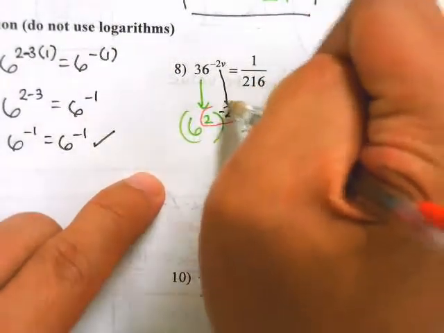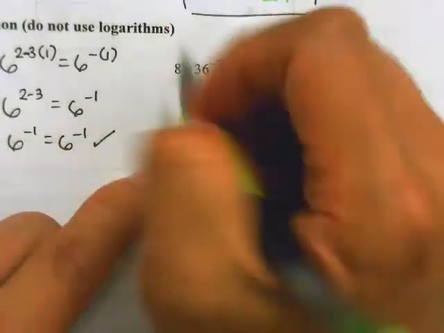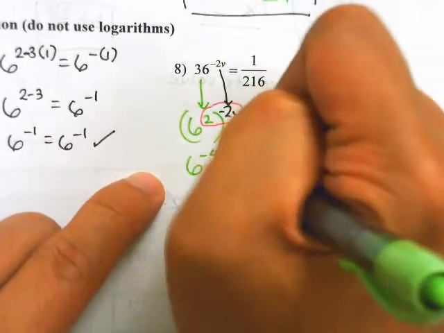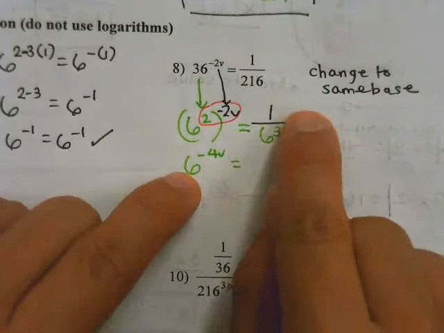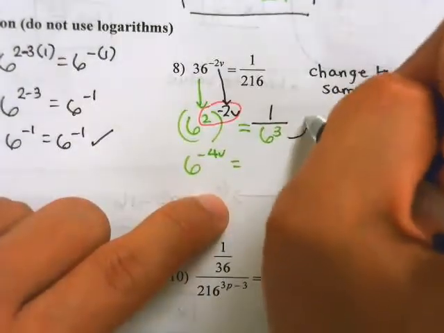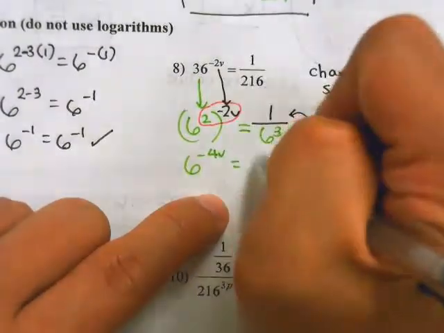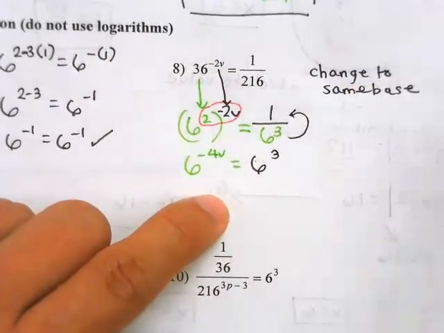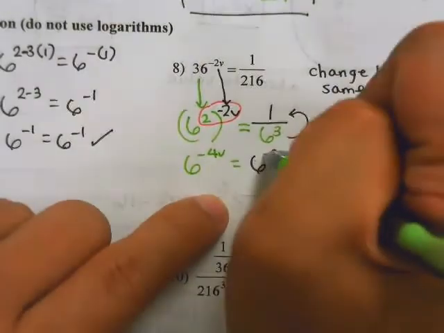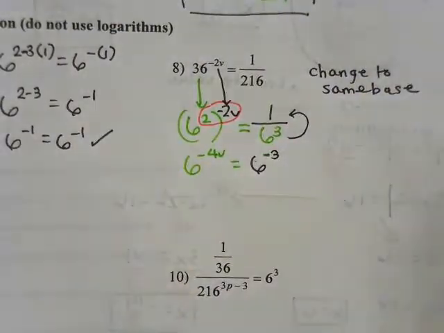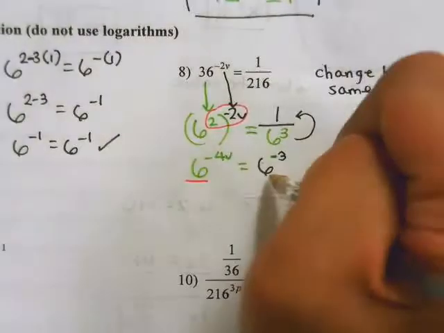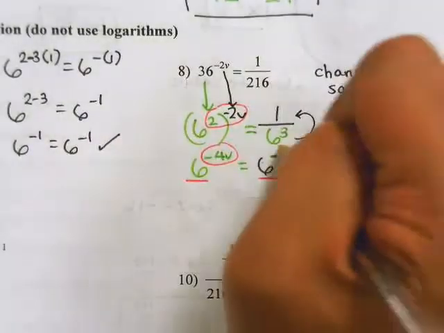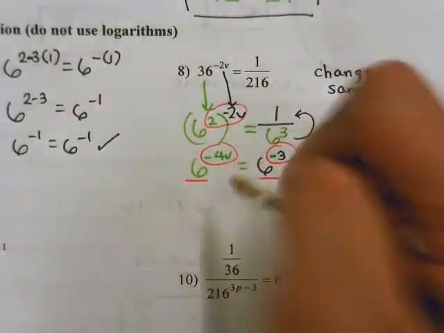You guys are going to multiply this over here, so this is going to be 6 to the negative 4v. If you want to bring this up into the numerator, which you can do, you need to change the exponent into a negative. So to bring it back up into the numerator, change that into a negative exponent. Now the bases match. Now you just take the exponents and set them equal to each other.